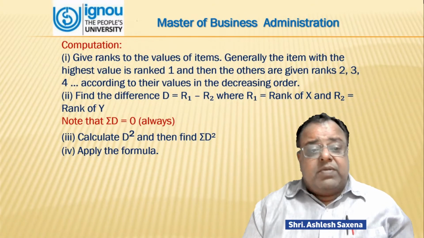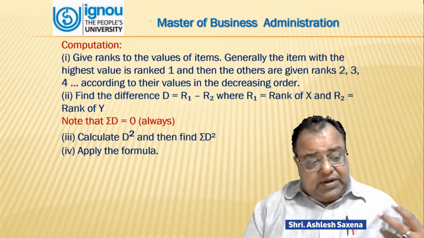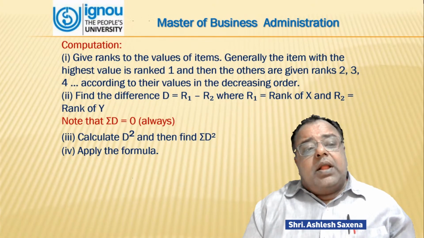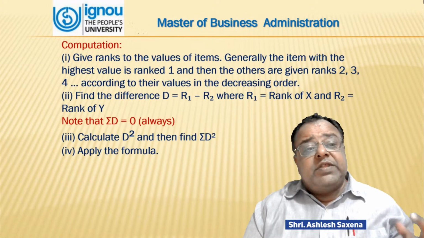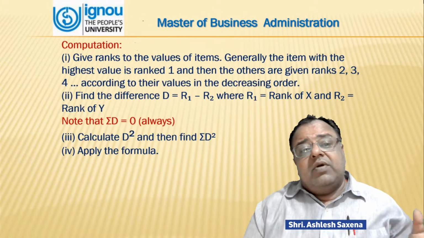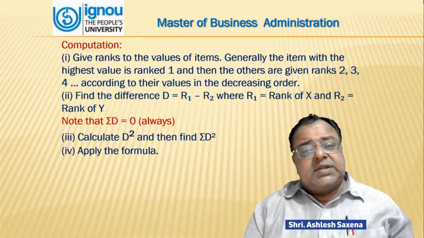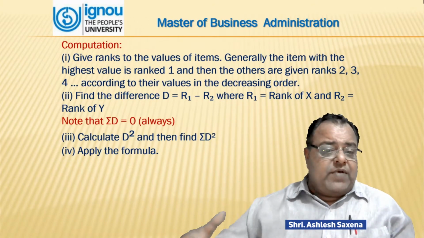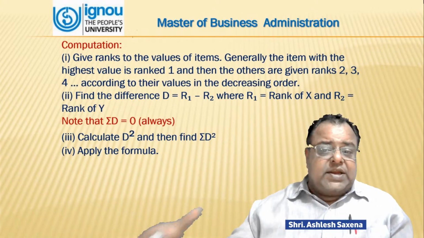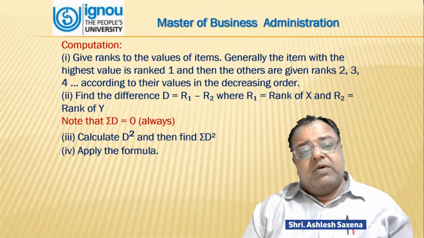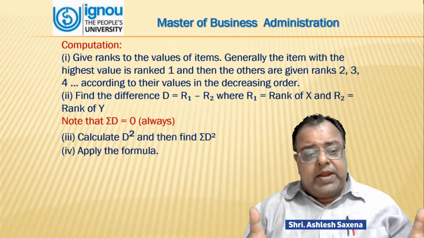How are the ranks defined or calculated? Give ranks to the values of the items. Generally, the item with the highest value is ranked 1, and then the others are given rank 2, 3, 4, 5, 6, according to their values in decreasing order. Then we have to calculate the difference. D is equal to R1 minus R2 because we will be comparing two observations.